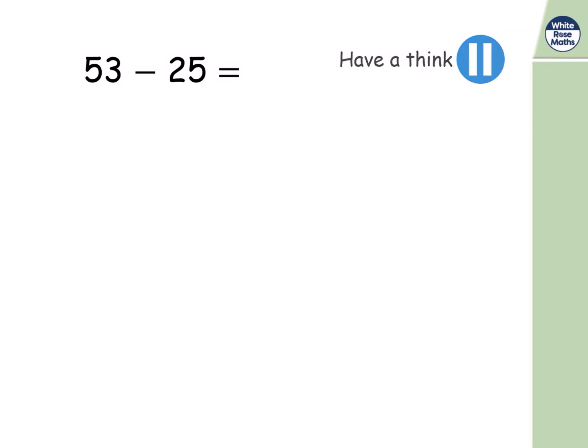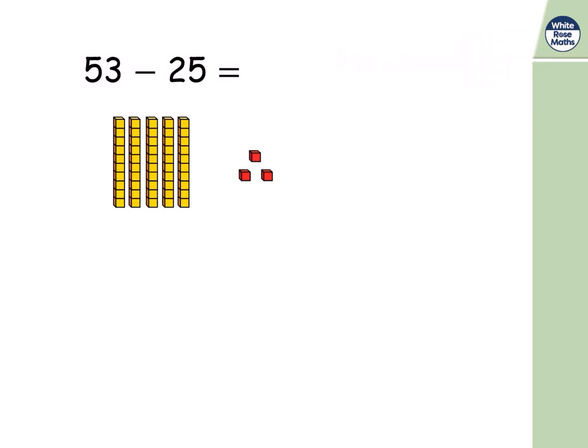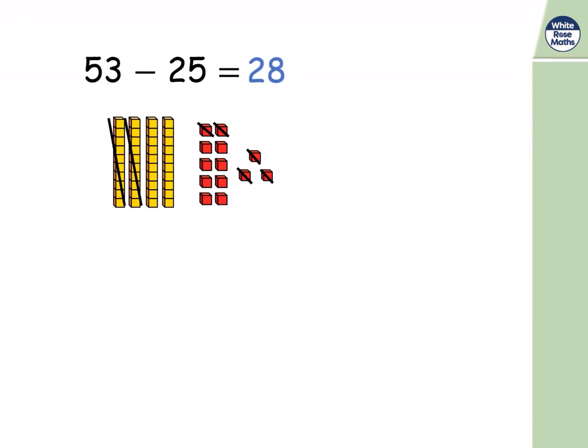Well, first we're going to represent 53. I need to subtract 25. So let's start with the ones. I can subtract 1, 2, 3 ones. I need to subtract 2 more. So let's exchange 1 10 for 10 ones and subtract 2 more. Now I need to subtract the tens. 1 10, 2 tens. And what have I got left? 2 tens and 8 ones. 28.